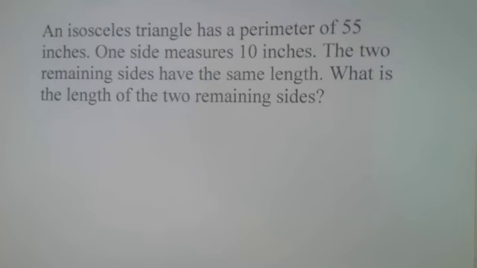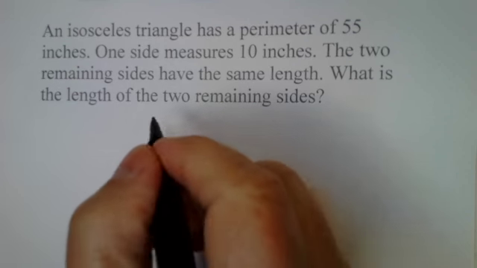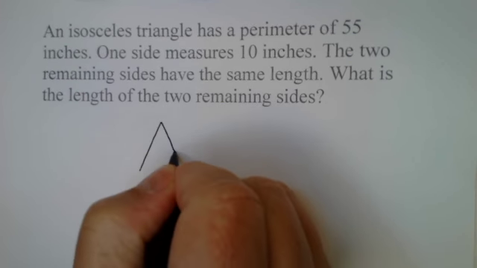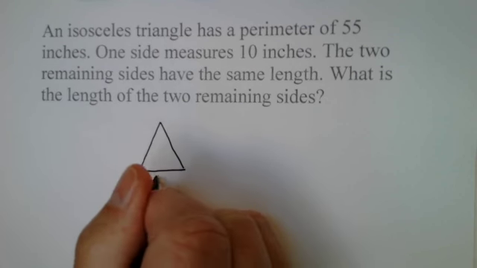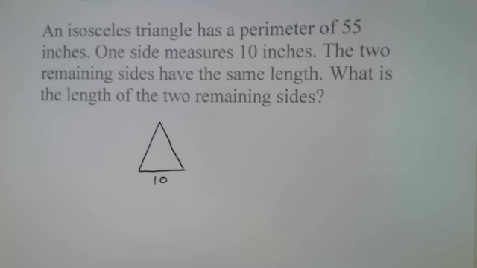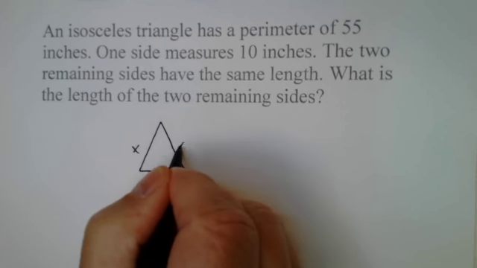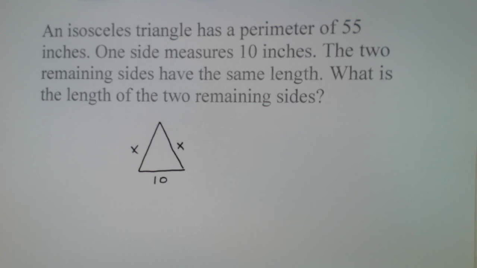In this problem, we're dealing with an isosceles triangle. Remember, isosceles means that 2 of the sides are the same. So I'm going to draw a triangle. I'm going to start labeling this triangle with the information that they give me. It tells me that one of the sides is 10 inches. But I don't know the length of the other 2. Since I don't know the length of the other 2, I'm going to put X there and X there.